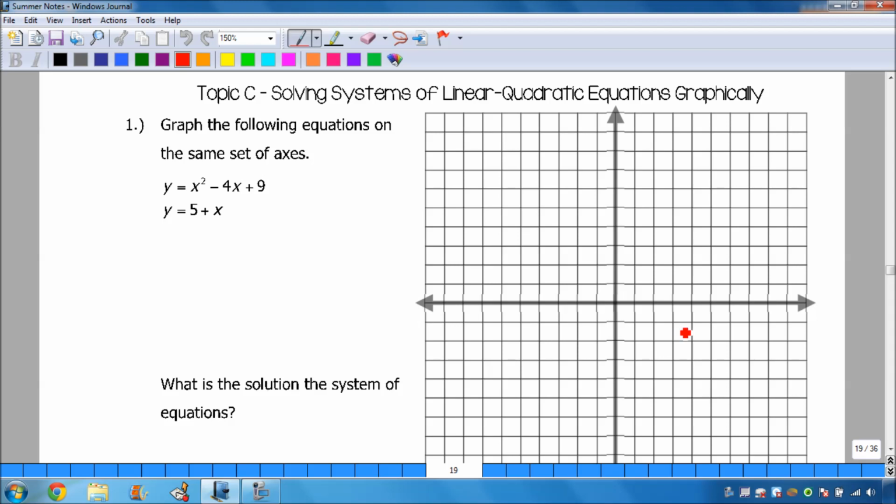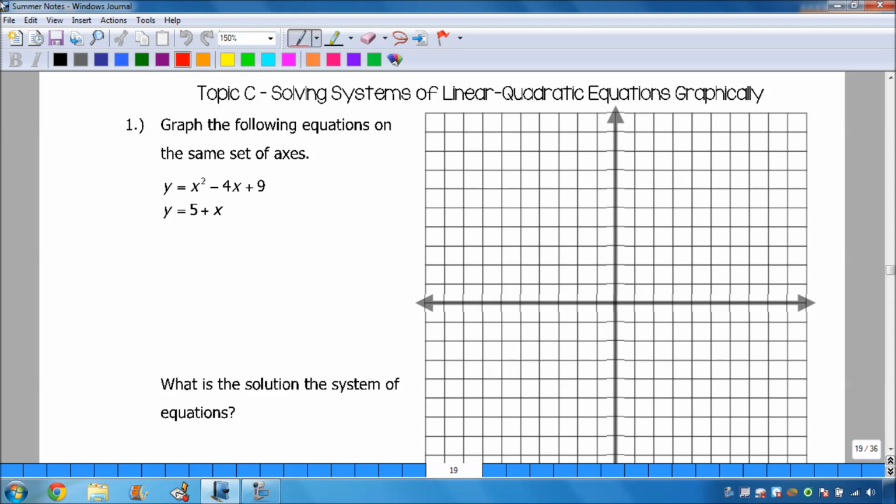All right, you are officially done with learning algebraic fractions. Now we're going to move on to a new topic, which is solving systems of linear quadratic equations. The first way we're going to learn how to do it is by graphing.